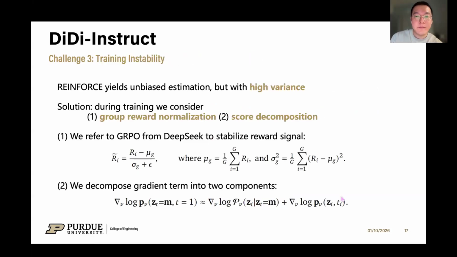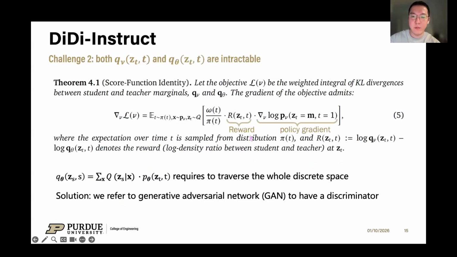Okay, so here's another challenge, which is training instability, and this is inherent in the policy gradient. It is because while it uses unbiased estimation, it introduces high variance. What we would see when we train the diffusion language model is that it can somewhat generate high quality samples, but the sample diversity is bad, so it may cause some mode collapse issue. To address this, we consider two different strategies, one for the reward part, and one for the gradient part.